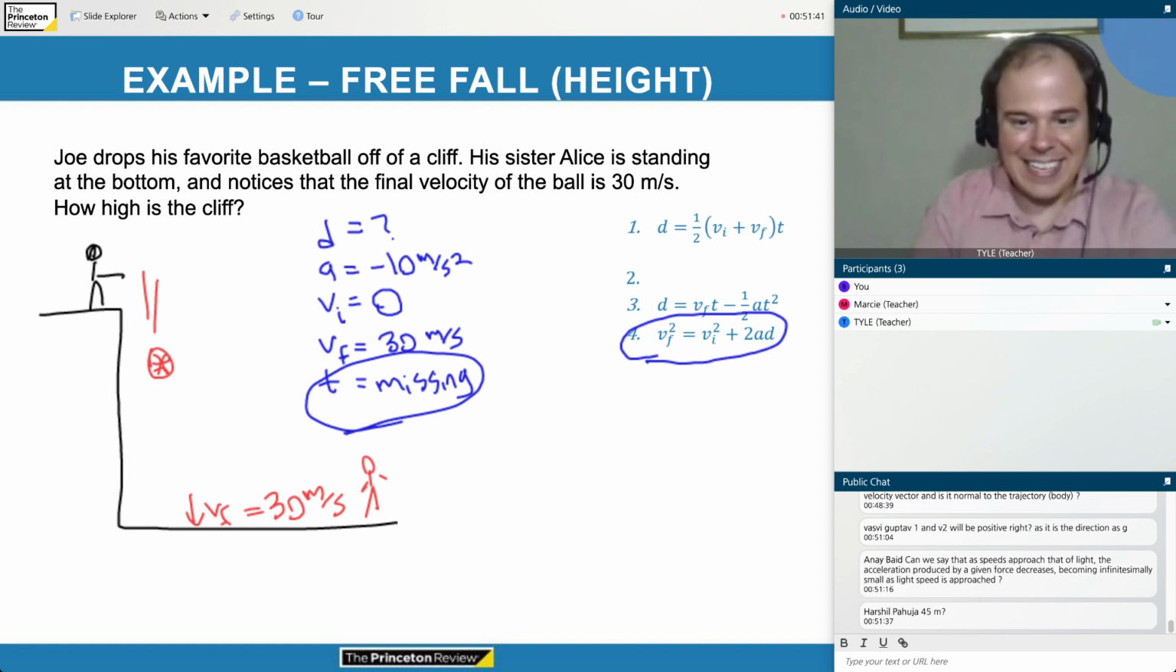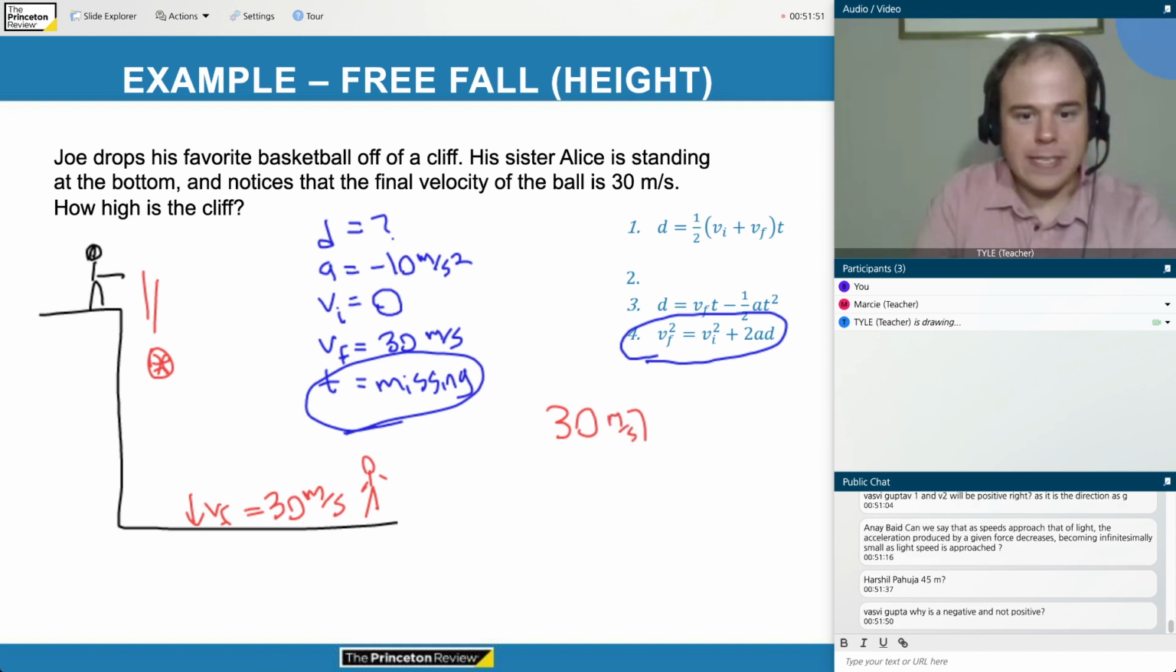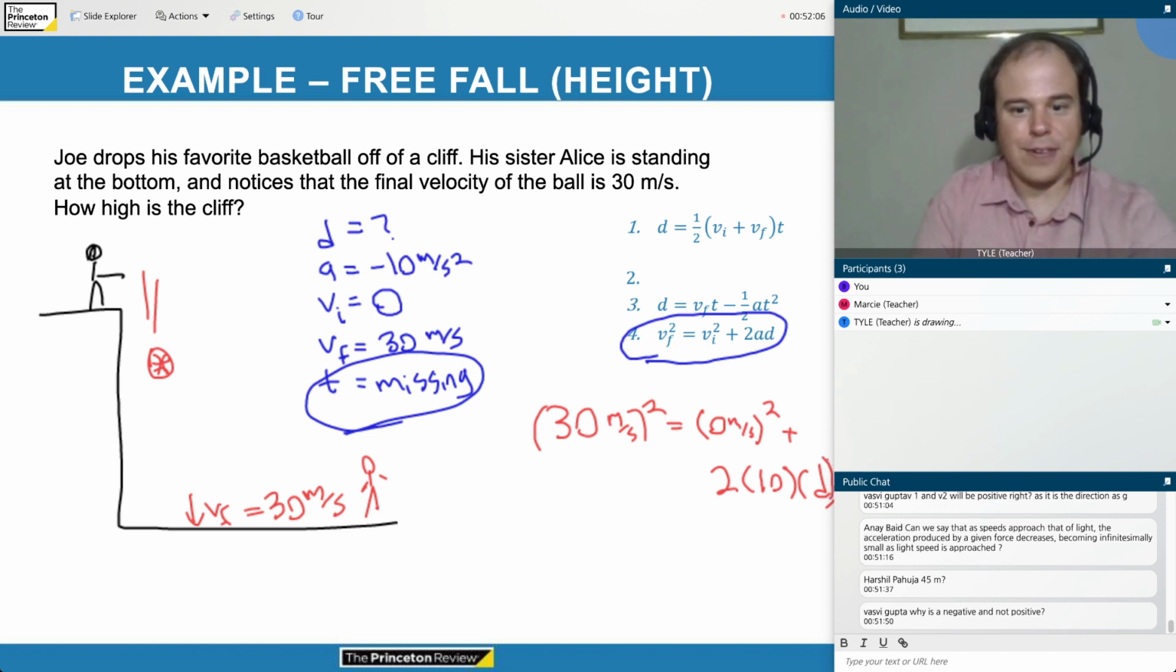Fantastic. I see some answers coming in through the chat. And we already identified our values, right? So plugging in here is easy. The final velocity we know is 30. So 30 meters per second, squared, equals the initial velocity was 0 meters per second, squared, plus 2 times 10 times d, the displacement that we're looking for.